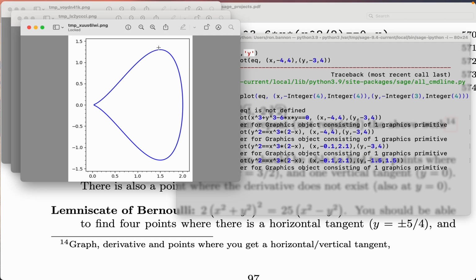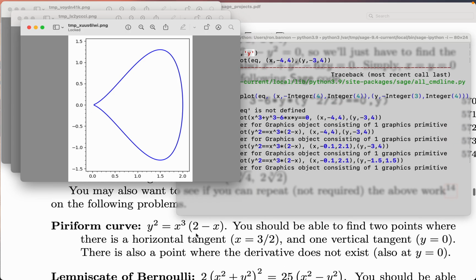I hope you realize that there's a horizontal tangent here, a vertical tangent over here, and over here an undefined derivative, a sharp corner. What are they claiming over here, though? If you look at it, and again, what they claim, you should be able to find 2 points where there's a horizontal tangent, and they say at 1.5. Well, I'm seeing it, 1.5 horizontal tangent, and again, I'm seeing 1.5 horizontal tangent.